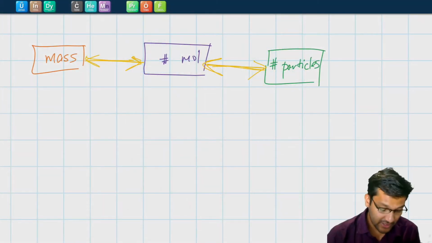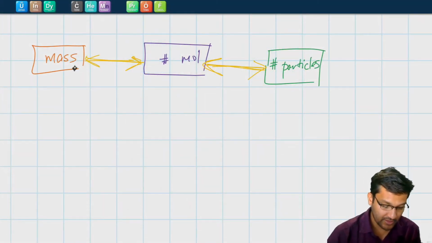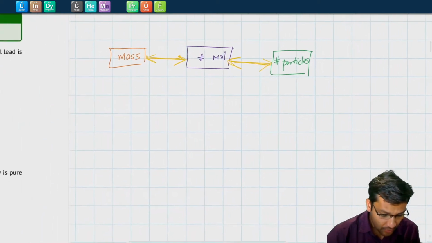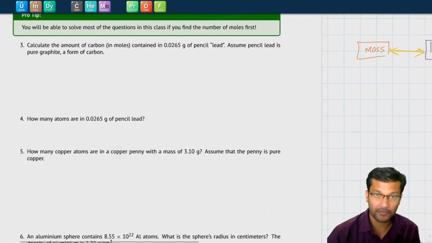Now by the end of this video you should be able to easily convert between the mass of a substance to the number of moles of a substance to the number of particles of a substance. As always, you can follow along with our chapter 3 workbook.